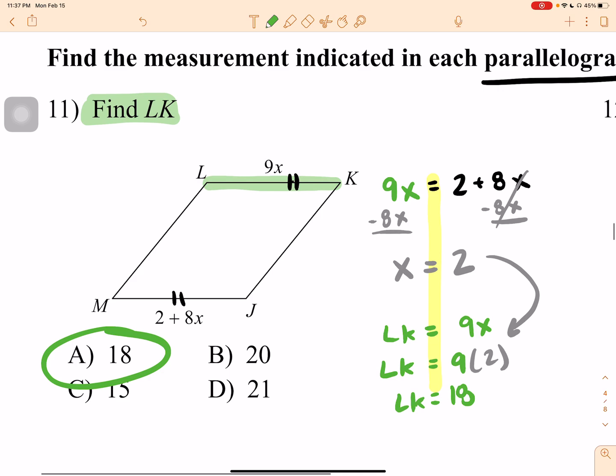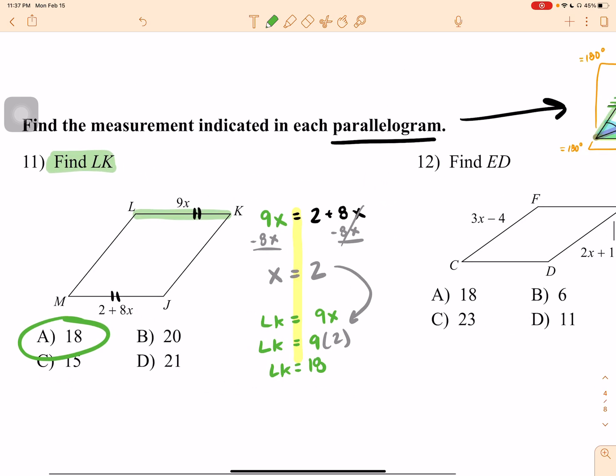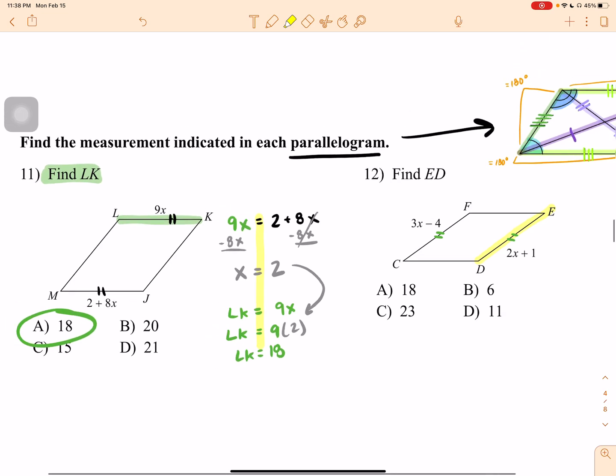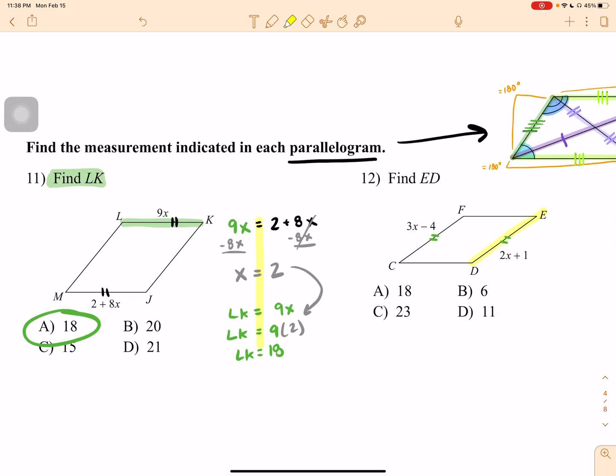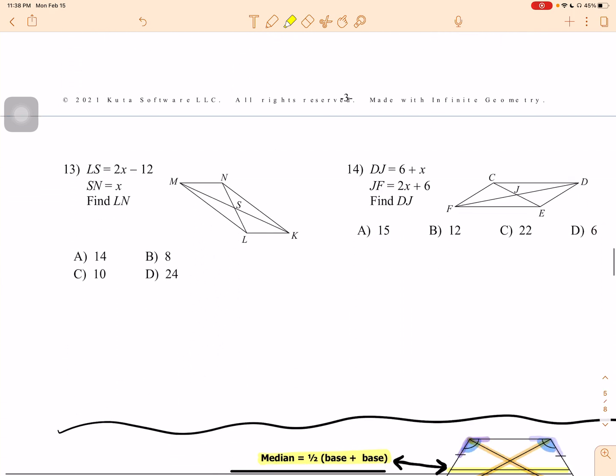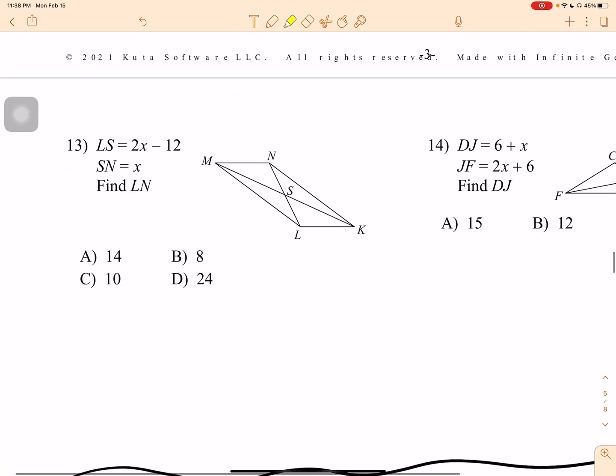All right. Same thing for number 12, okay? So use your same knowledge. These sides here are equal. It's asking you to find the side ED. So use the same method. We solve for x, and then we solve for the side measurement, okay? Go for it. All right, number 13, okay?